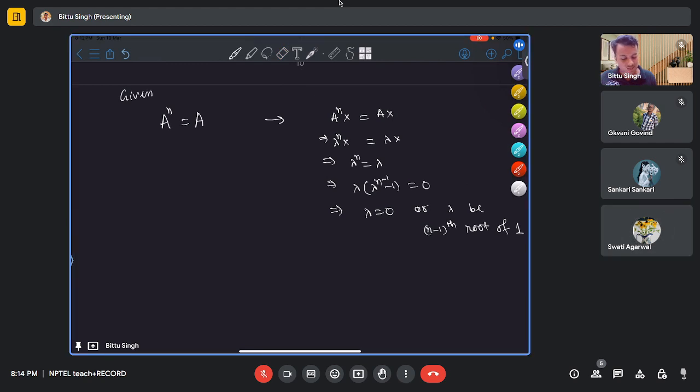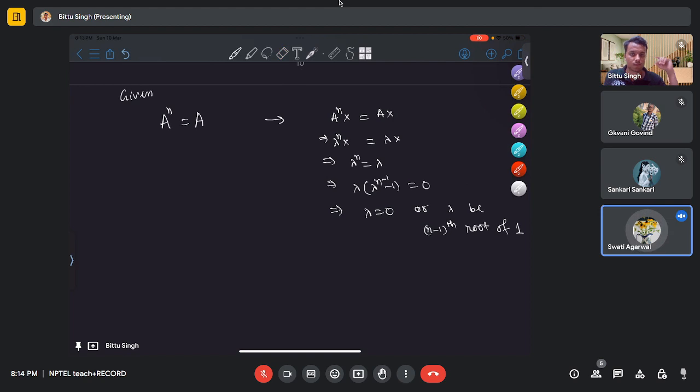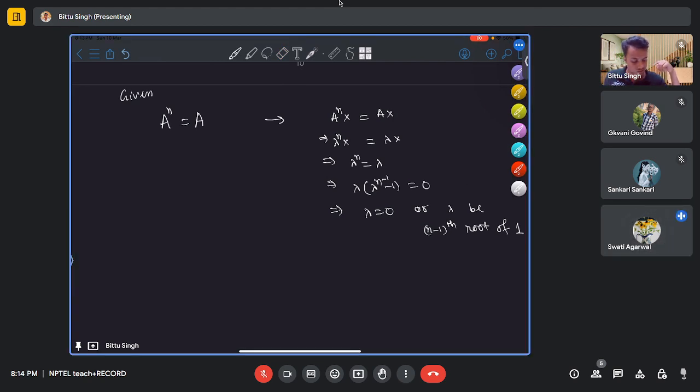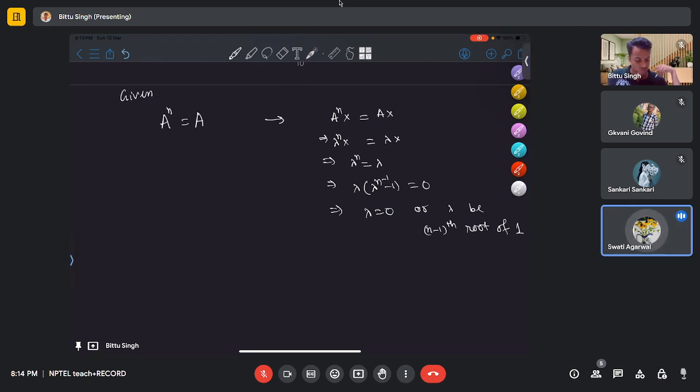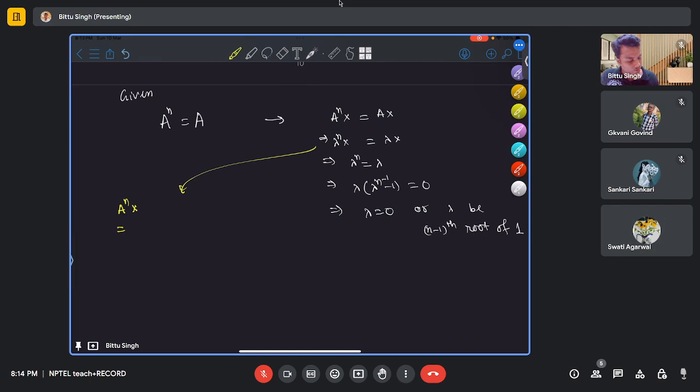We are trying to find eigenvalues of those kinds of matrices. After that, the RHS we have replaced with lambda x. On the LHS, how did we get A raised to n equal to lambda n? For this fact, for A to the power n x, we have already assumed x is the eigenvector corresponding to lambda. We have already assumed that.